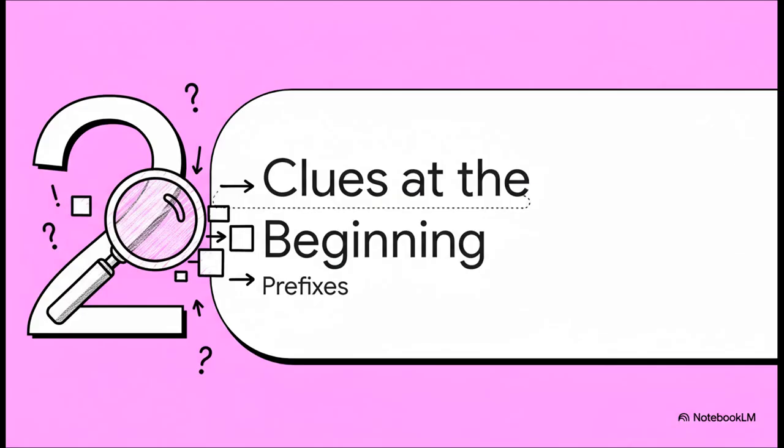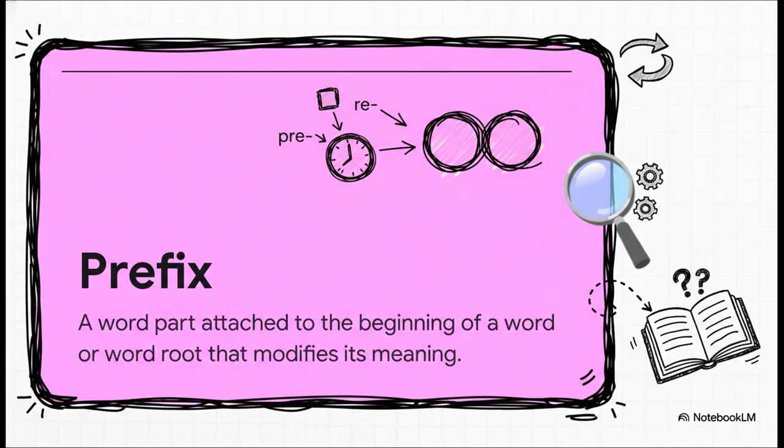All right, detective, we found our core evidence, the root. So now it's time to look for more clues. And our next set of clues is always found right at the very beginning of the word. We call them prefixes. Prefixes are fantastic, you know? They're like these little word parts that latch onto the front of a root, and they act like little modifiers. They can tell you about direction, or quantity, or even position, like pre, telling you something is before, or re, telling you it's happening again. They are absolutely essential clues that tweak or clarify the root's meaning.